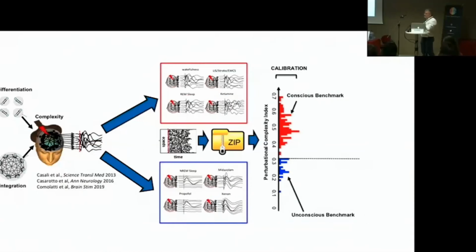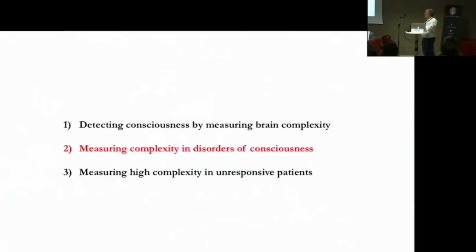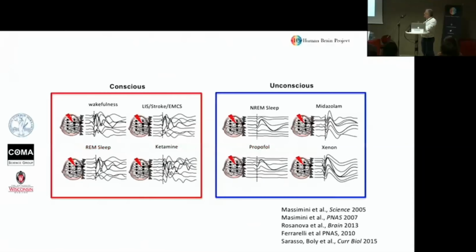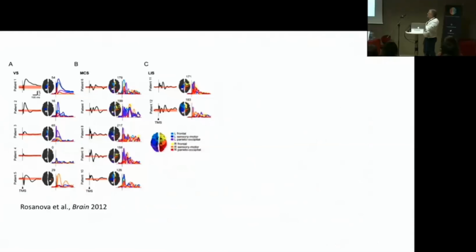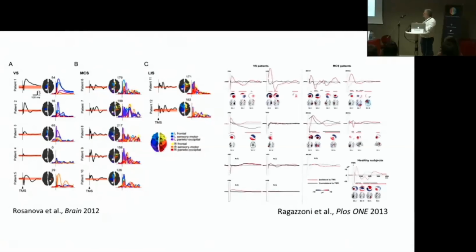I will skip because I have a few minutes left. And then we measured PCI in all these conditions. We calibrated actually these two pools of data, our calibration sets, and we then moved to patients. This was the first study in disorders of consciousness patients, that was confirmed a few months after by another Italian group.